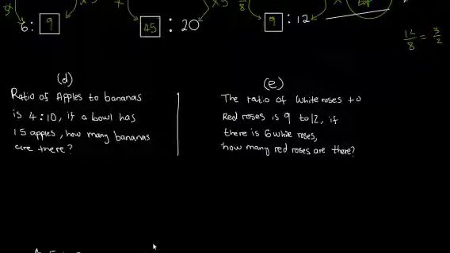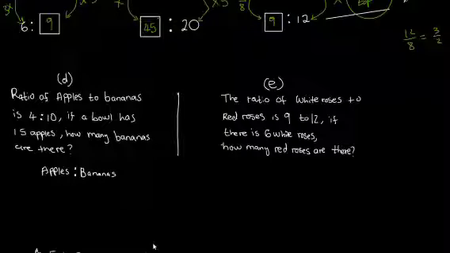If a bowl has 15 apples, how many bananas are there? So you need to listen to the question. The question says the ratio of apples, so which means you start with apples. And then is to bananas, so which means bananas are on the right.